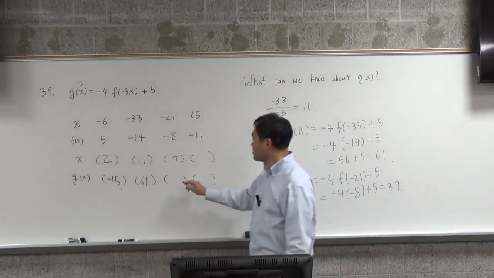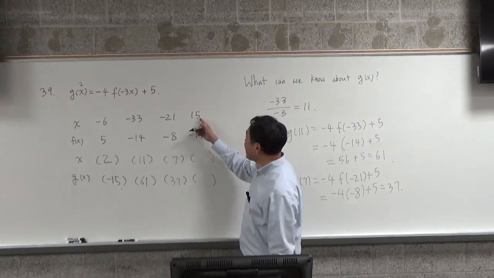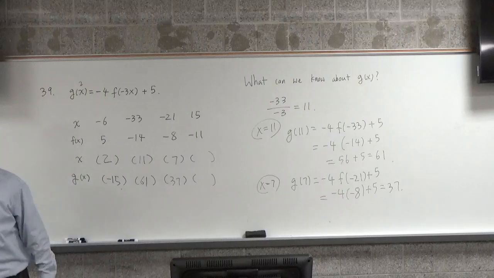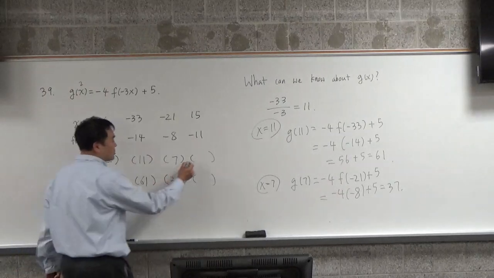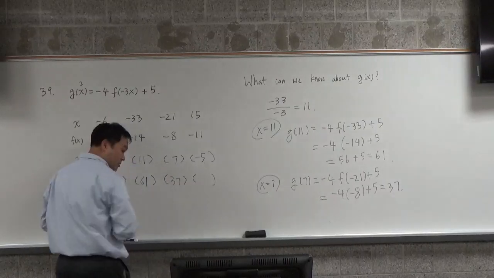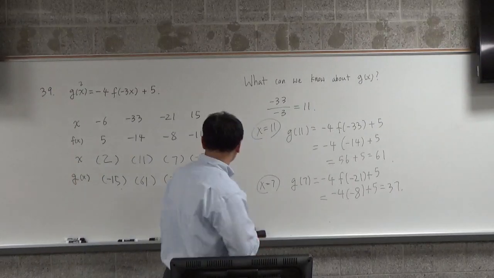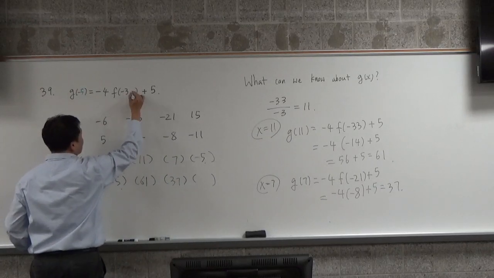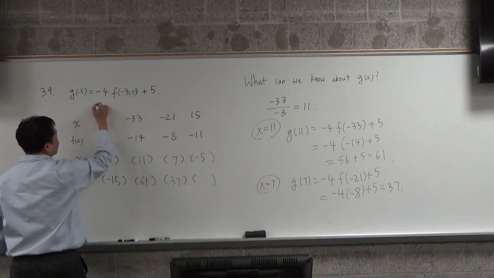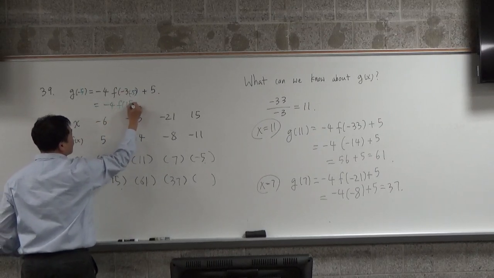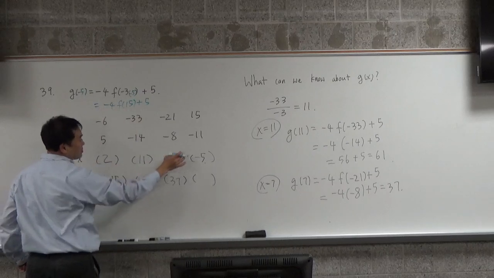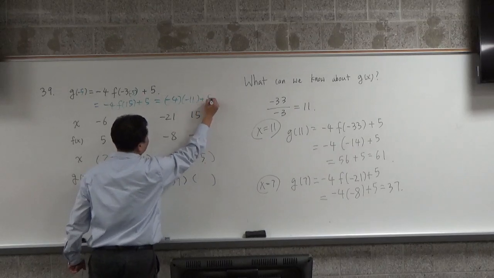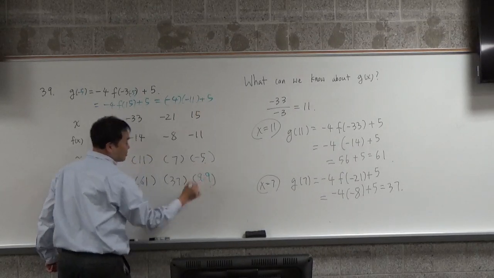Okay. And lastly, I know f of 15. So what should I plug into x? Negative 5. If you plug in negative 5, let me just finish off with another color. Negative 5 times negative 3 is f of 15 plus 5. F of 15 is negative 11. So negative 4 times negative 11 plus 5, that's 49. So that's the answer.